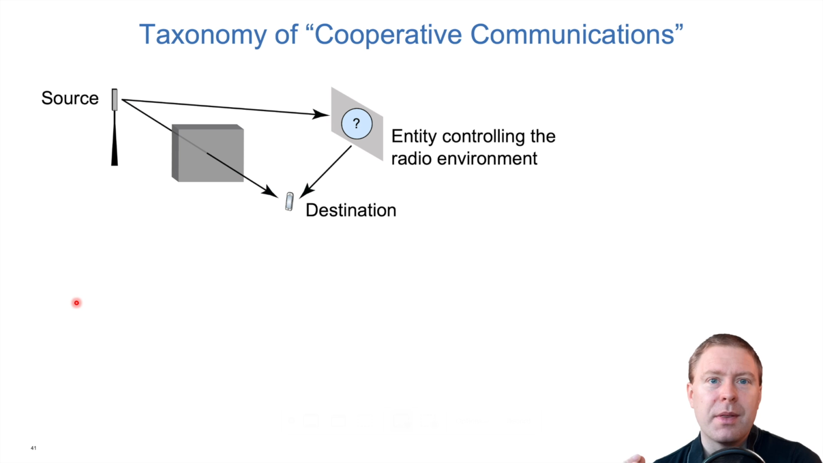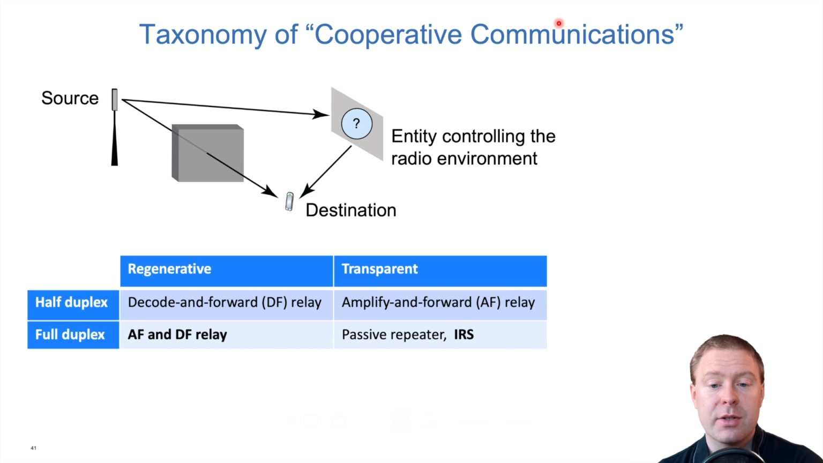And in general, this idea of having an element, an entity, in between a source and destination or transmitter or receiver that is helping out with controlling the environment was something that 10 years ago was known as cooperative communications. And some of the examples in the terminology or taxonomy that was used at that time is regenerative and transparent, or half duplex and full duplex.